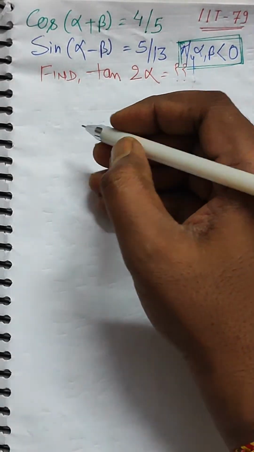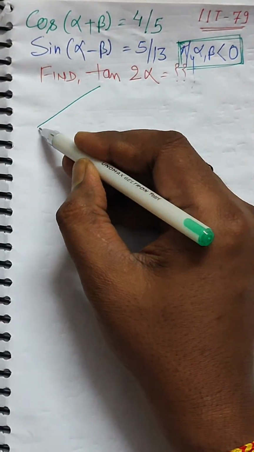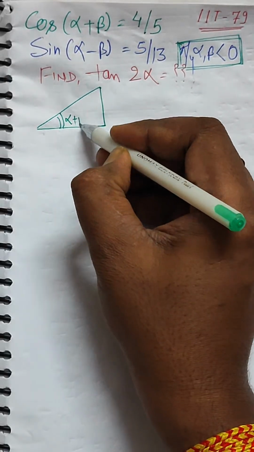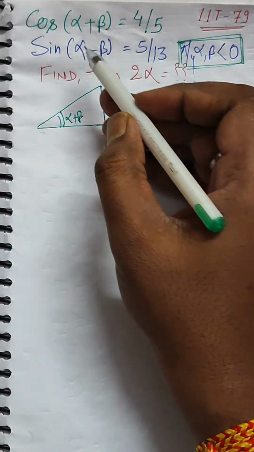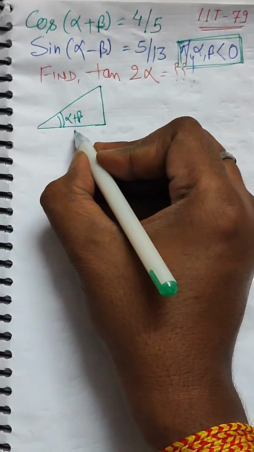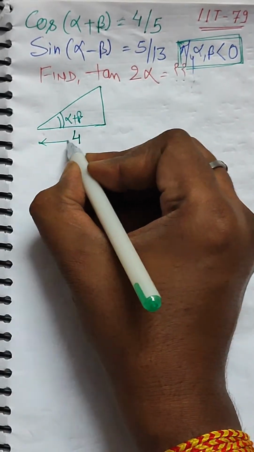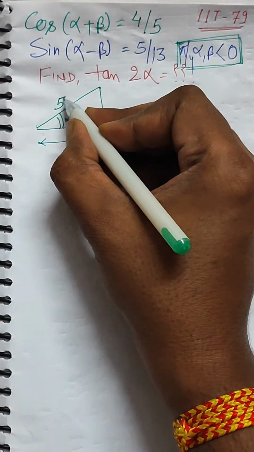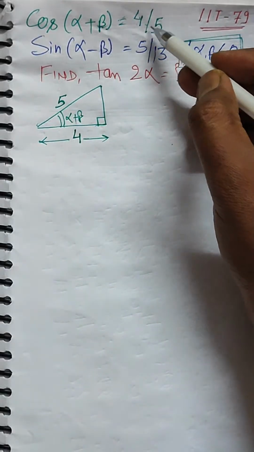Now to find the value of tan 2 alpha, let us do one thing. First of all, draw a right angle triangle. If you call this angle alpha plus beta, then cos of alpha plus beta is 4 by 5. That means the base is 4 and the hypotenuse is 5. It's clear, I hope.